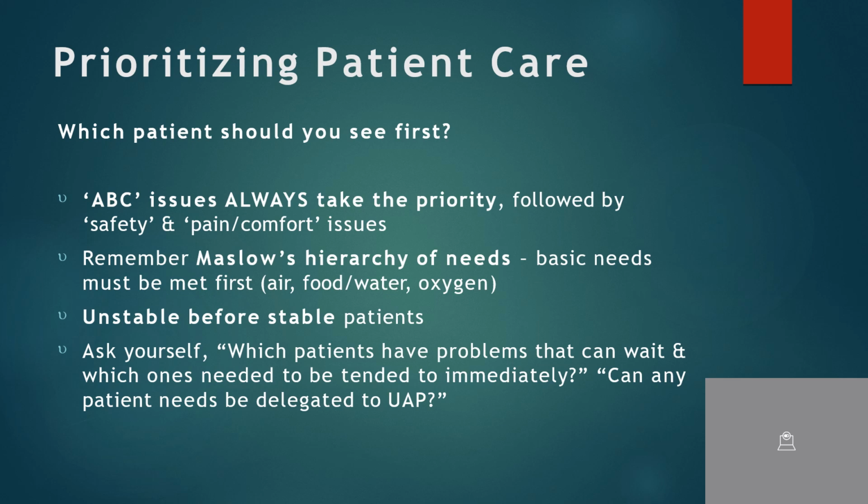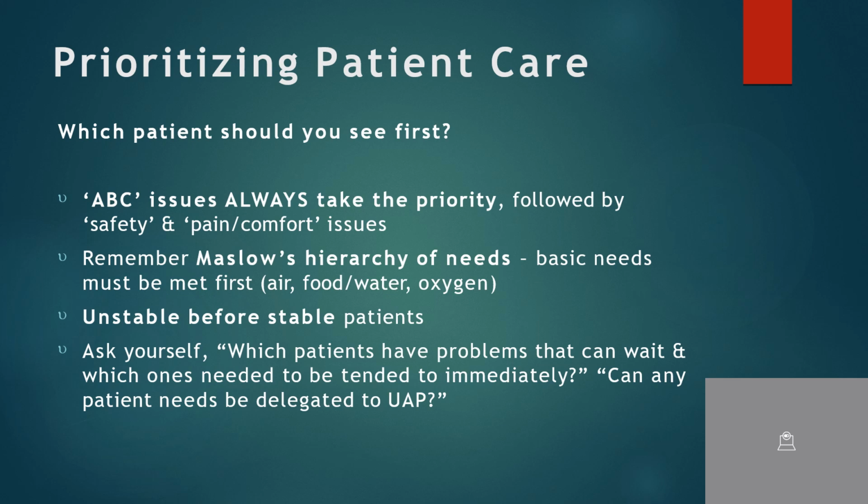Okay, so the other thing is asking yourself which patients have problems that can wait and which ones need to be tended to immediately. That's going to be very important. The other thing about NCLEX, it's right here, right now. So based on these 4 patients, what's happening right here, right now, who can wait, and then who can I see? Okay, and can any patient be delegated to a UAP? So that's going to be very important.